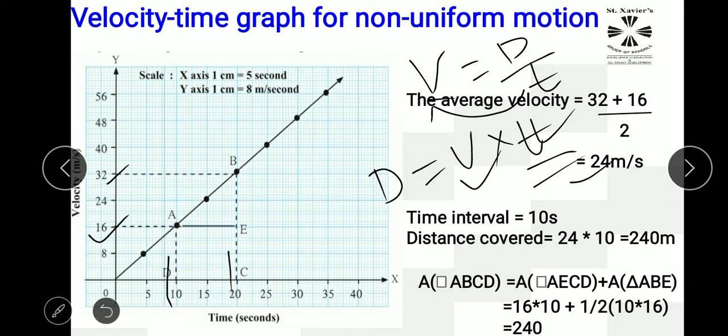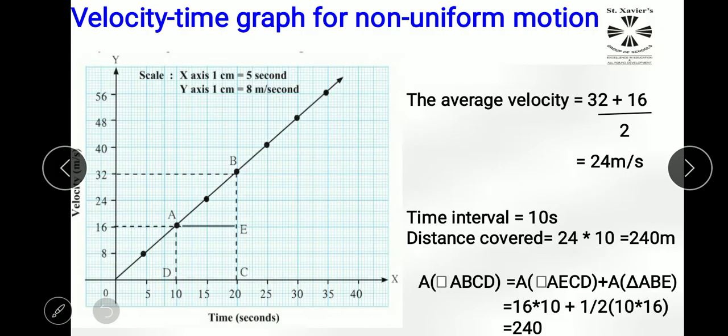So it accelerated from 10 seconds to 20 seconds. So we'll subtract, and we get total time here 10 seconds, students. So here time is 10 seconds, average velocity is 24. So distance covered is equal to velocity into time. Velocity is 24, time is 10. When we multiply, we get 240 meters. So distance covered is 240 meters, students.